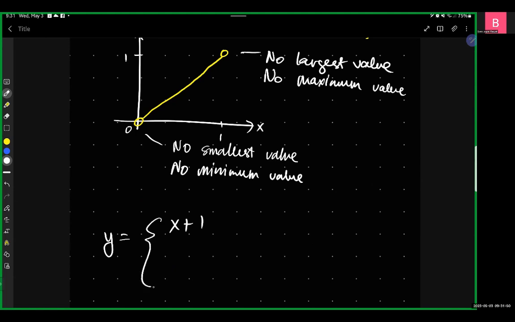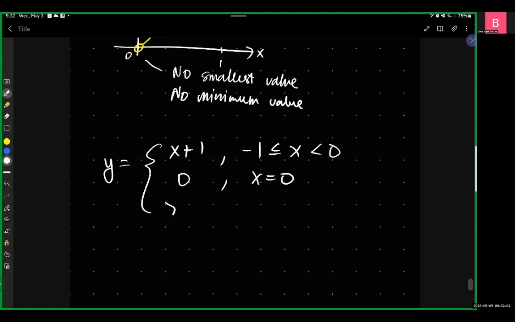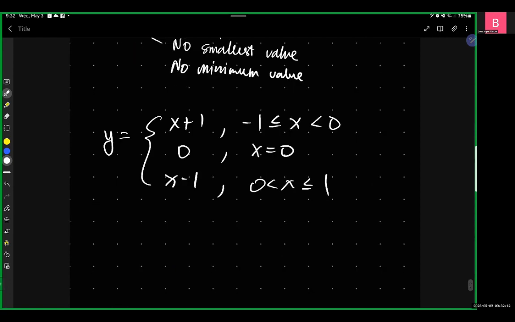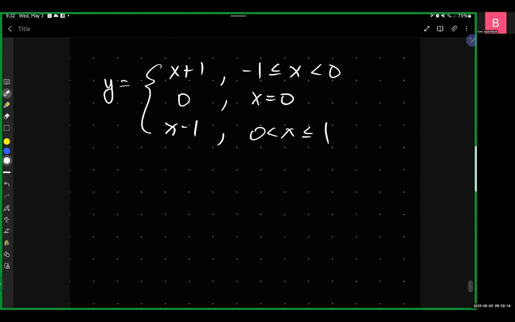y is equal to x plus 1 when the interval is given by -1 is less than or equal to x and less than 0, and 0 when x equals 0, and the function takes the value y is equal to x minus 1 when the interval is 0 less than x and x is less than or equal to 1. So now, as you can see, when you look at the function, when you look at its interval, it looks like it is closed. Right? It looks closed.